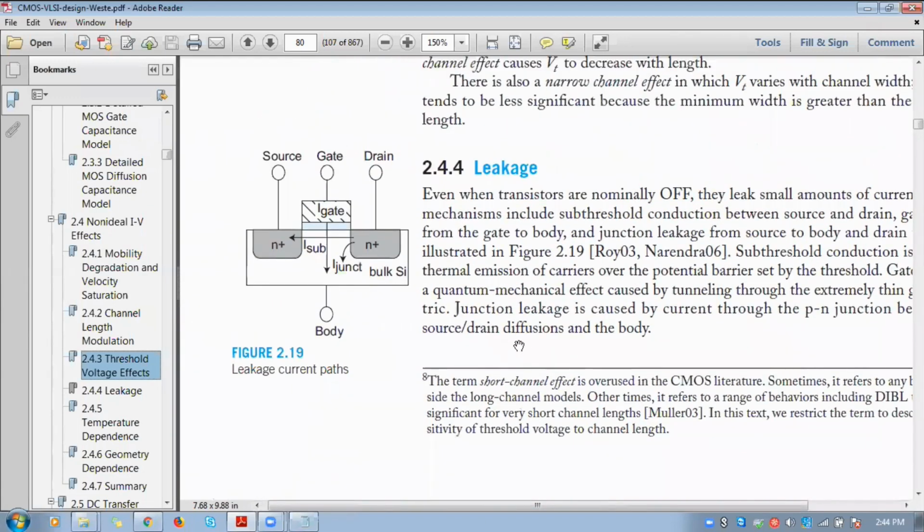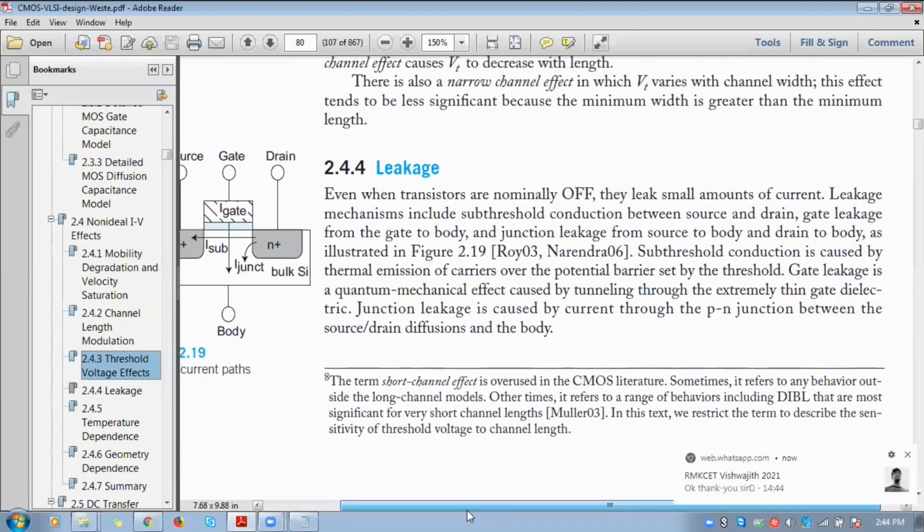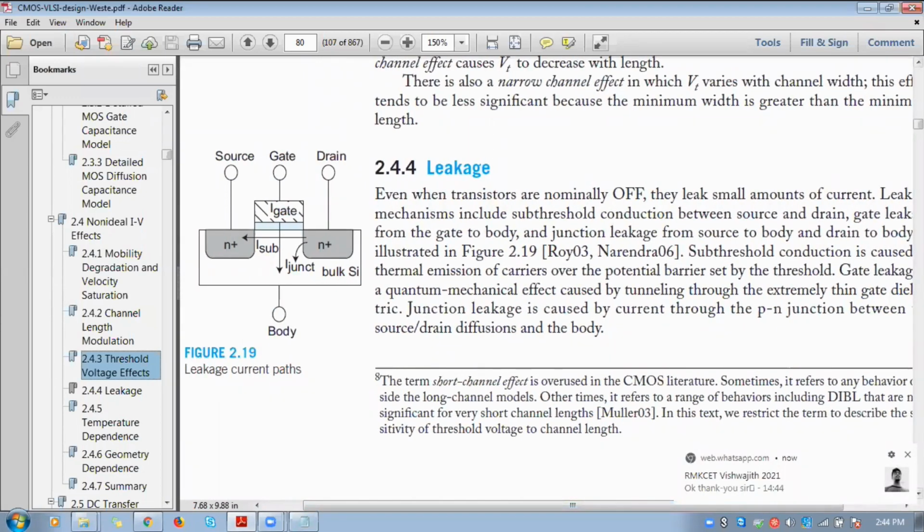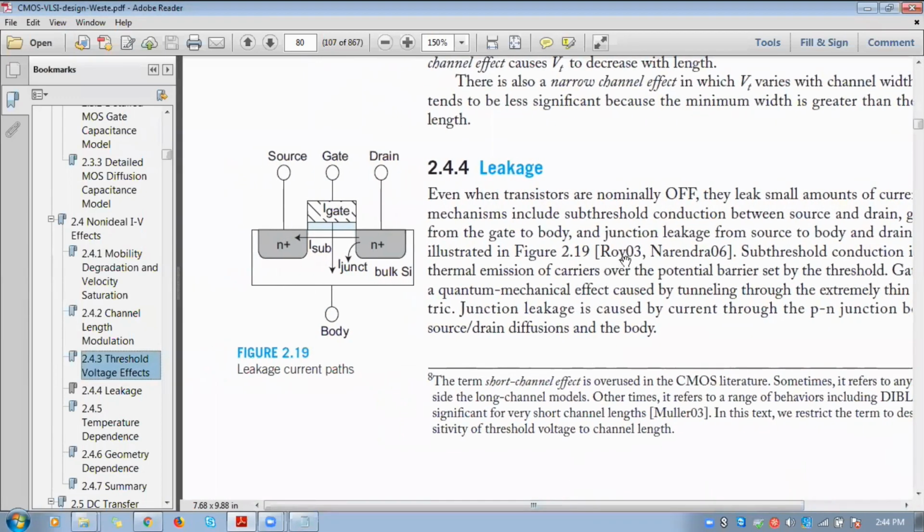Next, leakage. Leakage current will flow in the opposite direction to your IDS. In nMOS, IDS current flows from drain to source, but this leakage current flows in the opposite direction, from source to drain. This happens mainly when your transistor is in the off condition. When this leakage current is flowing, we have not activated the transistor at that time.